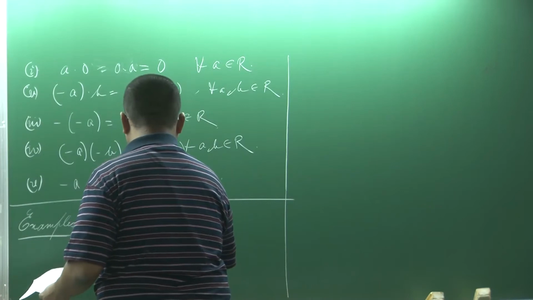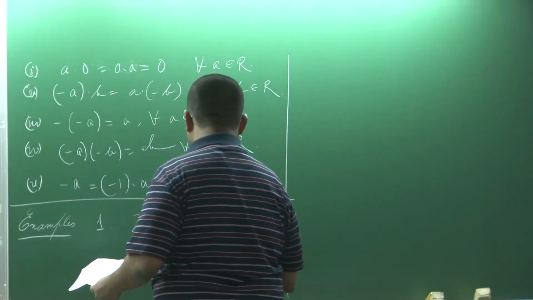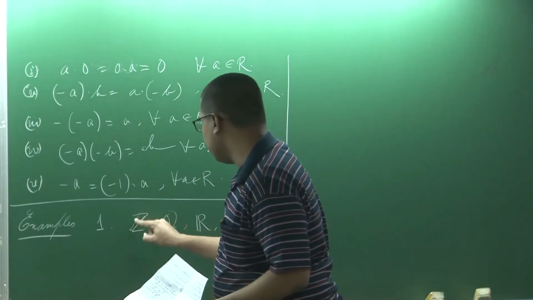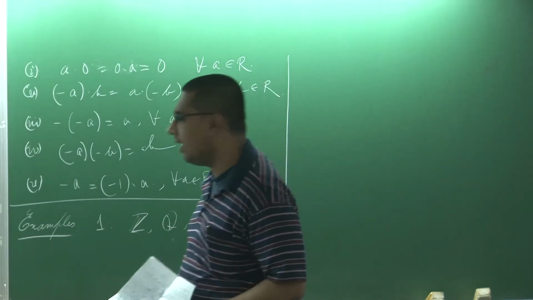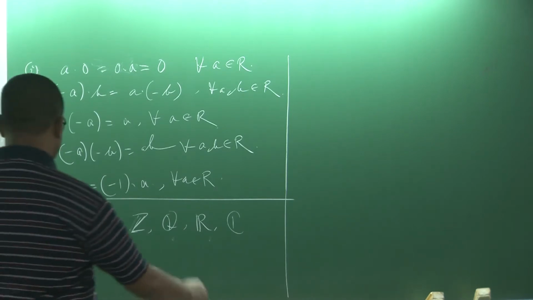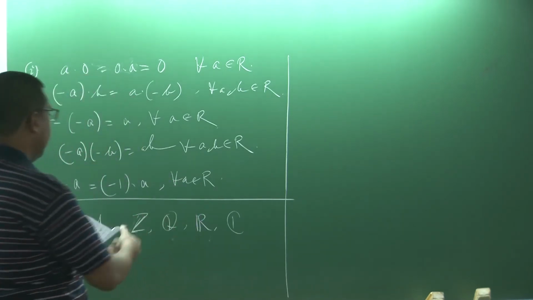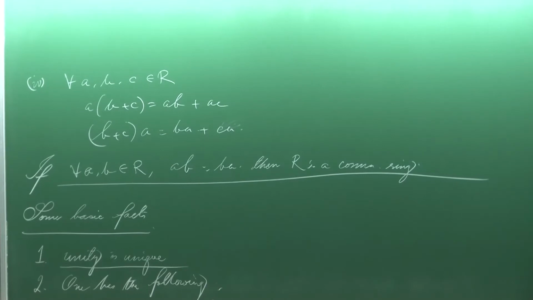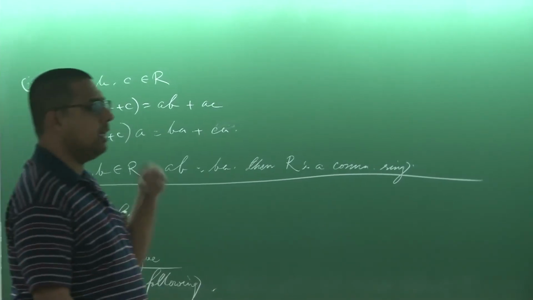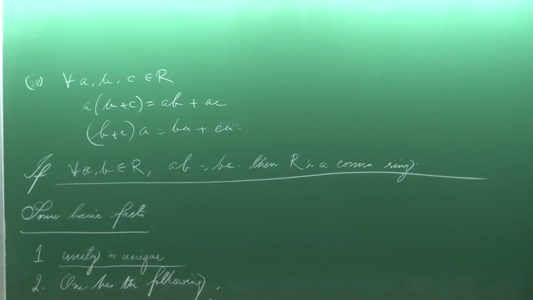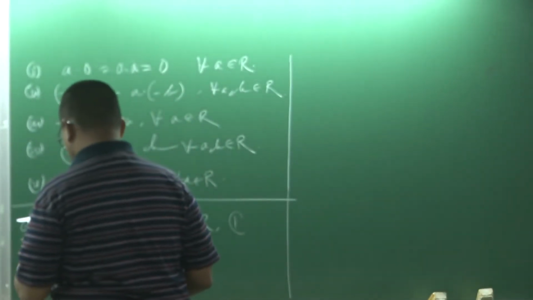So Z, Q, R, C: this is the set of integers, rationals, reals, and complex numbers. Each of them forms a ring with respect to the usual addition and multiplication. In most of the examples that I am going to talk about, the verification of these properties is either obvious or quite routine. So I am leaving the tedious job of verification to you, but here it is simply obvious. We do not have anything to do.